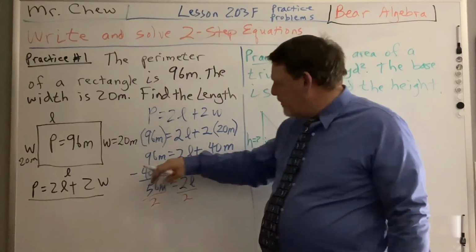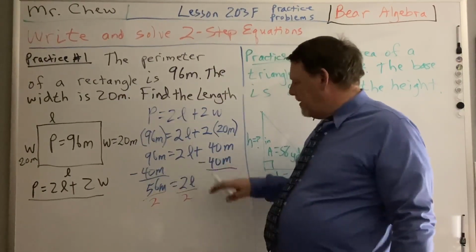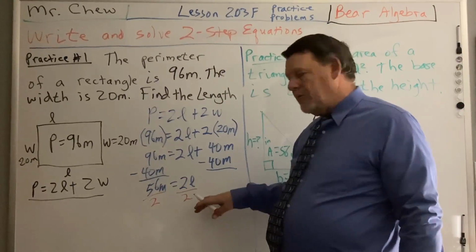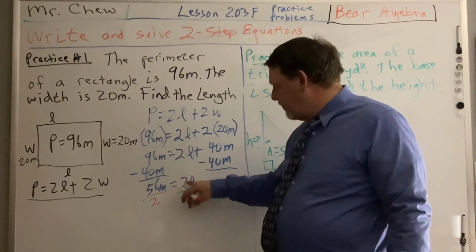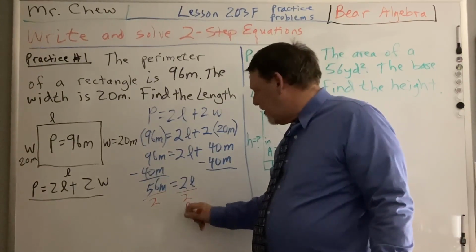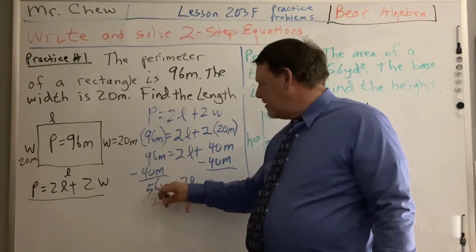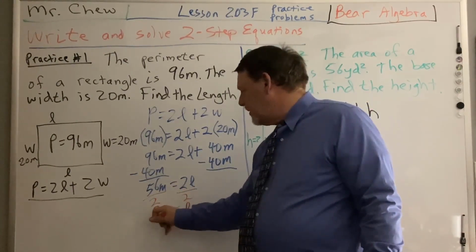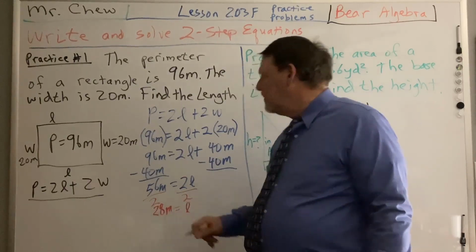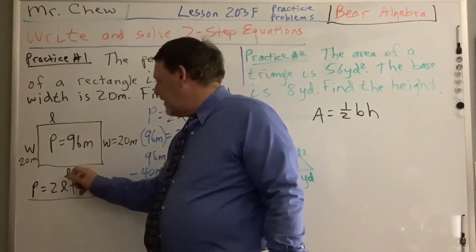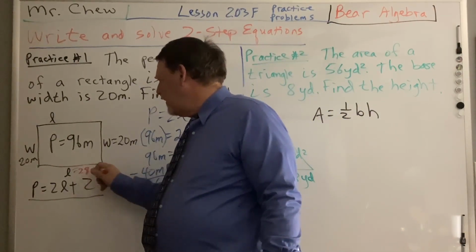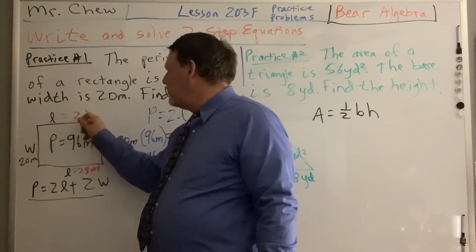We had the subtraction property of equality, then we simplified. Now we're doing the division property of equality, and now we're going to simplify. And 2 over 2 is 1, and 1 times L is L. 56 meters divided by 2 is 28 meters. So I know this equals 28 meters, and this equals 28 meters.